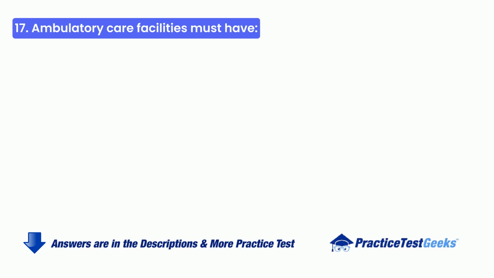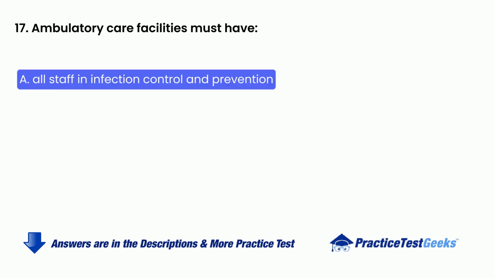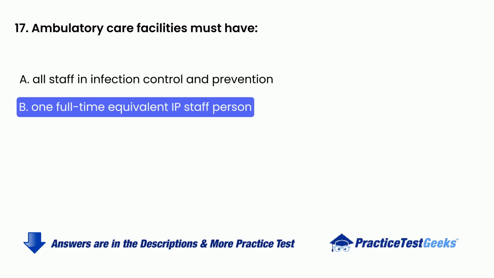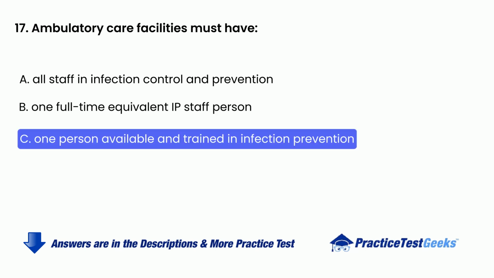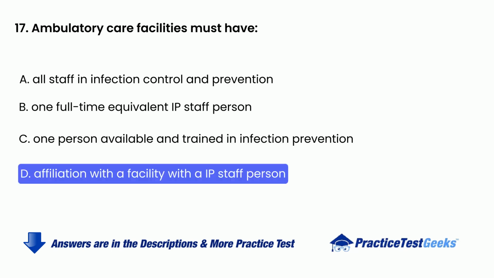Ambulatory care facilities must have A. All staff in infection control and prevention. B. 1 full-time equivalent IP staff person. C. 1 person available and trained in infection prevention. D. Affiliation with a facility with an IP staff person.